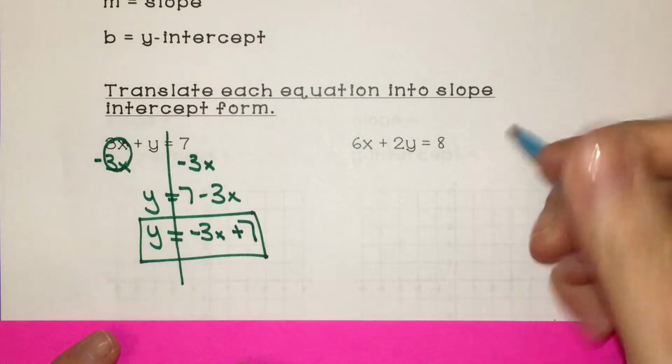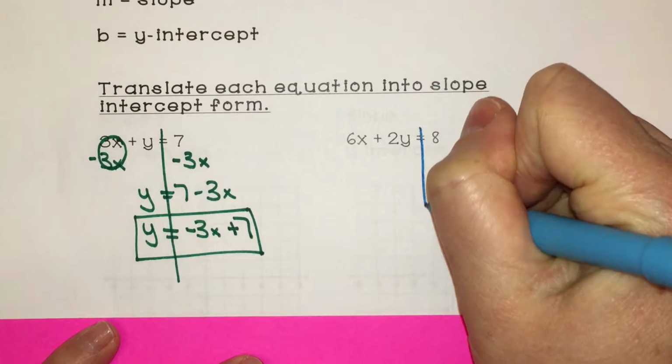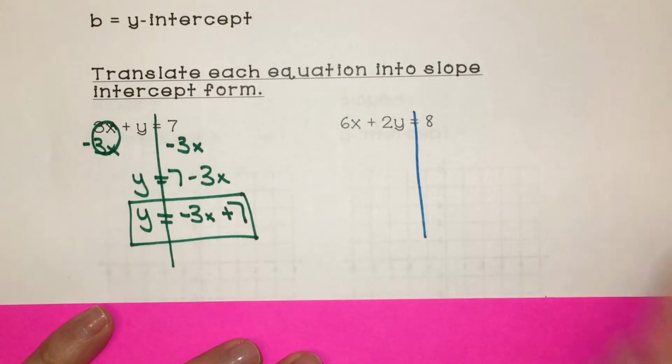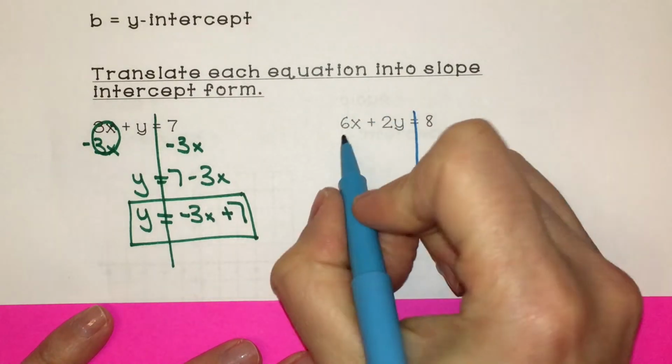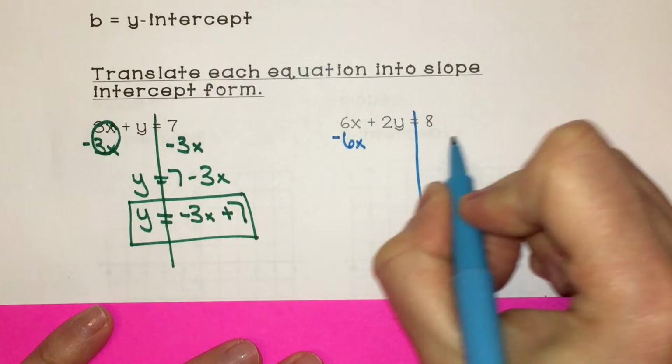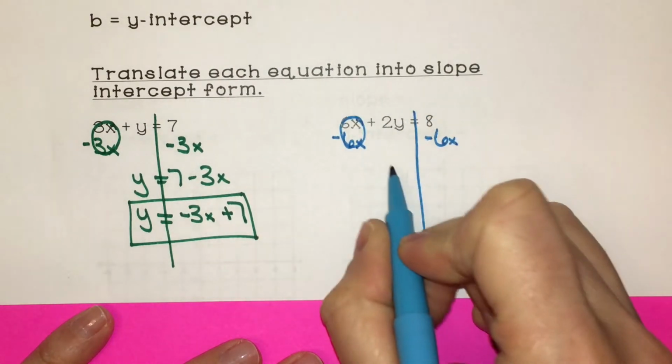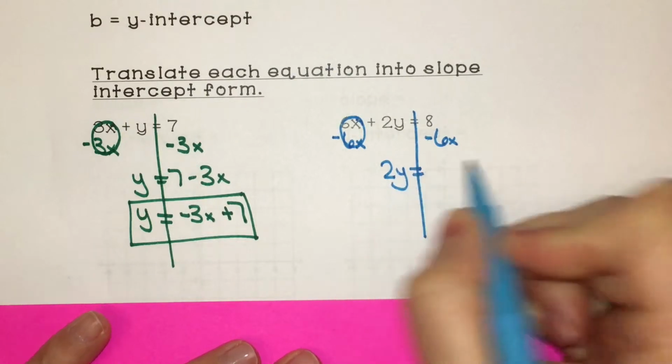All right, so the next one, I'm going to draw my line down through the equal sign. Again, I want y all by itself. So I'm going to start by moving the 6x. It's positive, so the opposite is to subtract 6x from both sides. 6x minus 6x is 0. So I have 2y equals.